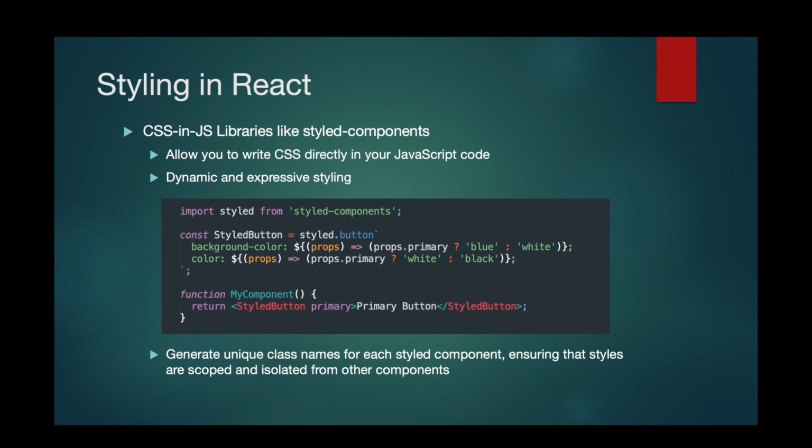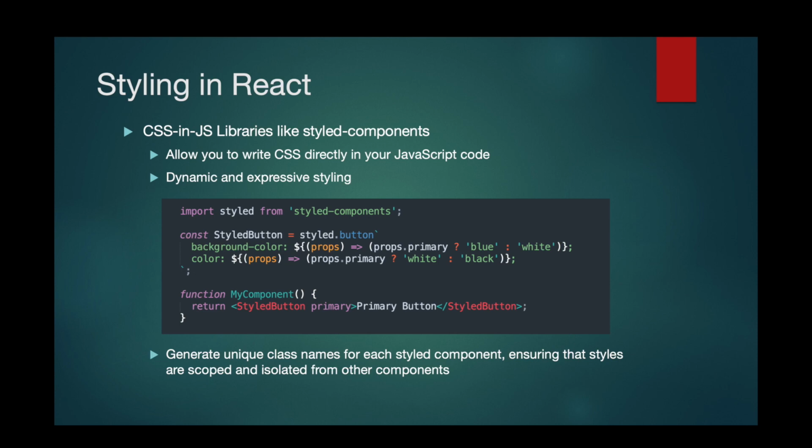If you see here, we have our import styled from styled-components. Then we create a constant StyledButton, and this is StyledButton background color. We provide some props to it, and then color, we provide some props to that. Now inside your function, you create the StyledButton and you set it as primary, and based on the style it will accordingly style the button color. Styled-components generate unique class names for each styled component, ensuring that styles are scoped and isolated from other components.